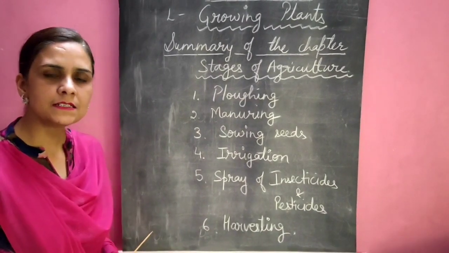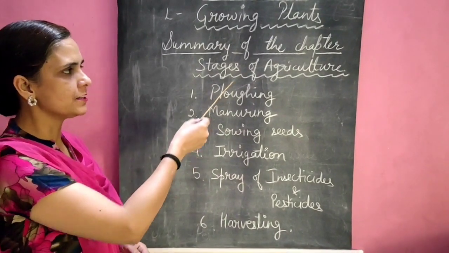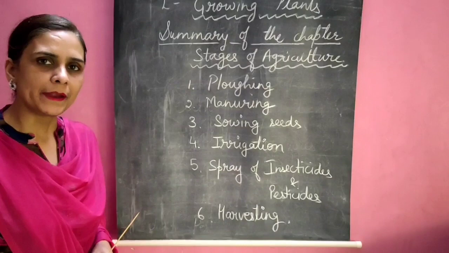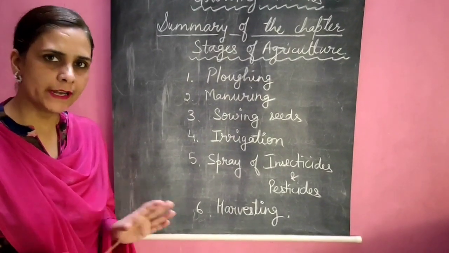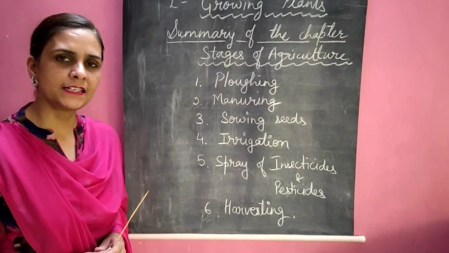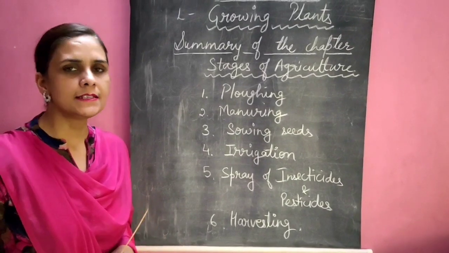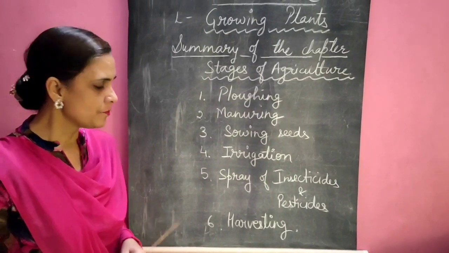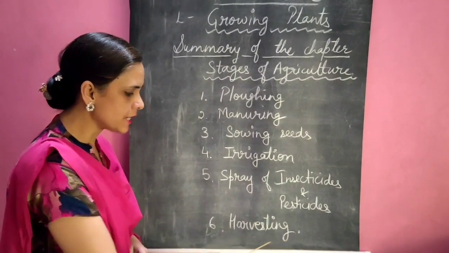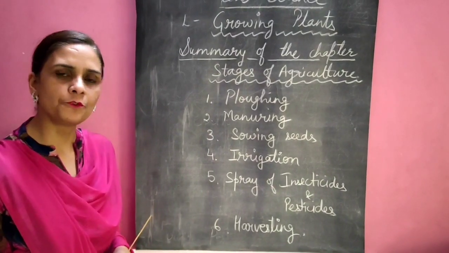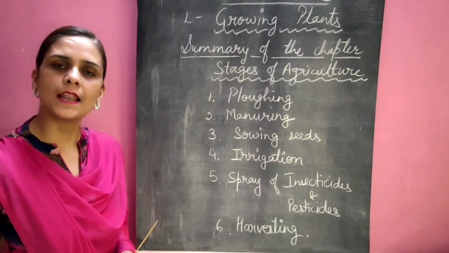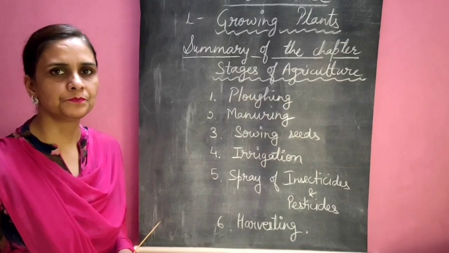Harvesting. This is the last stage of agriculture. Why? Because when the crops are fully ripened, they are ready to be cut and the seeds are to be taken out. So, harvesting means the cutting down of the ripened crop from the fields. This is the last stage of agriculture.